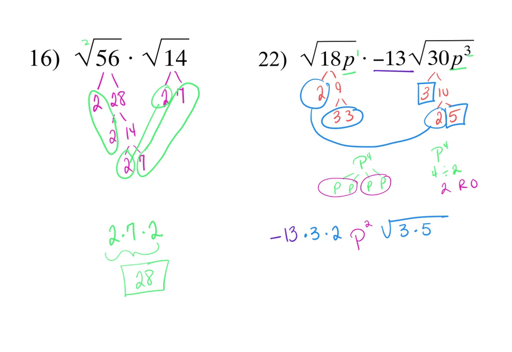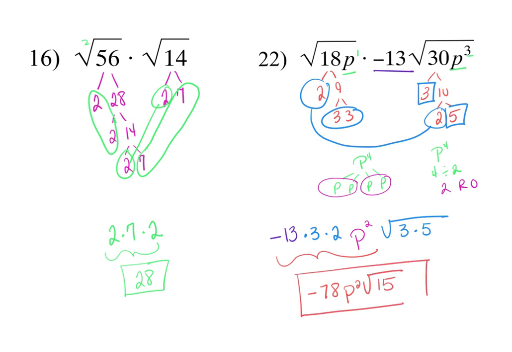And then to finish this off, we are going to multiply. So we have negative 13 times 3 times 2. So I'm going to end up with negative 78 and that p squared here. And then 3 times 5, I'm going to end up with 15 on the inside.